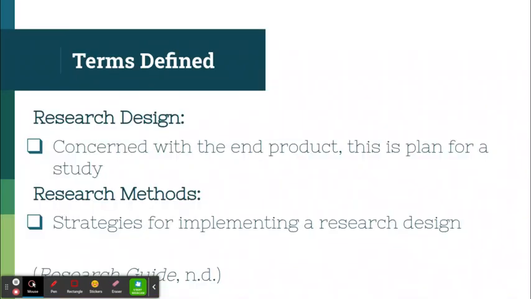So to start, we'll define the terminology, research design being, of course, concerned with the end product and being the plan for the study, whereas the research method or methods are the strategies for implementing the research design.